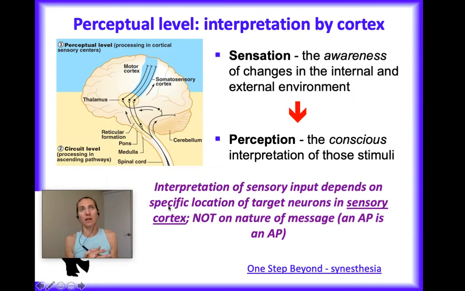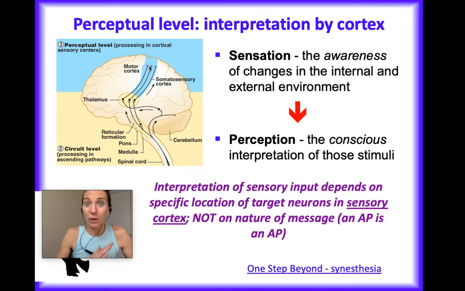I really like this description here. Interpretation of the sensory input depends on the specific location of target neurons in our sensory cortex, and not on the nature of that message. So don't forget that an action potential is all or none. Another analogy that I like here is thinking about each sensory fiber as being like its own phone line to the brain. And it would be telling the brain not only who is calling, but where that line of communication is coming from.